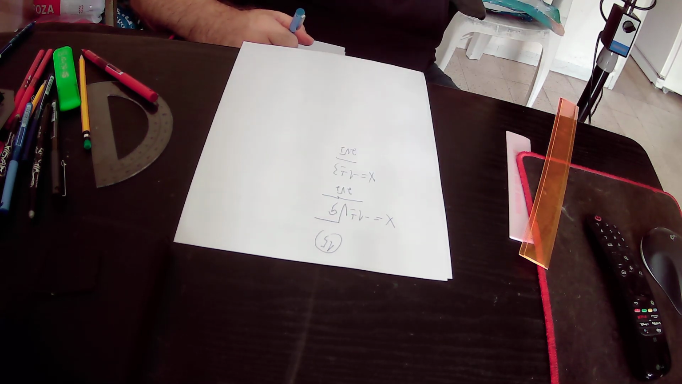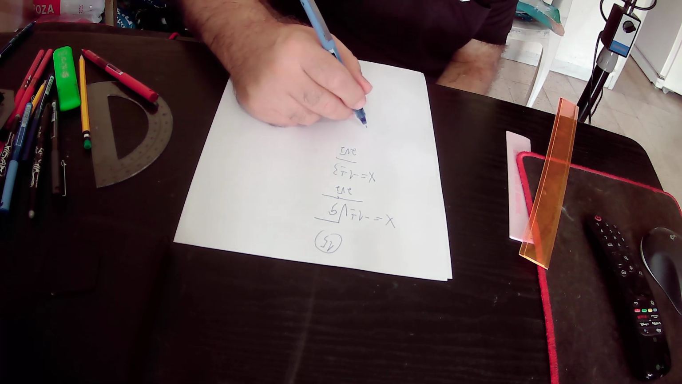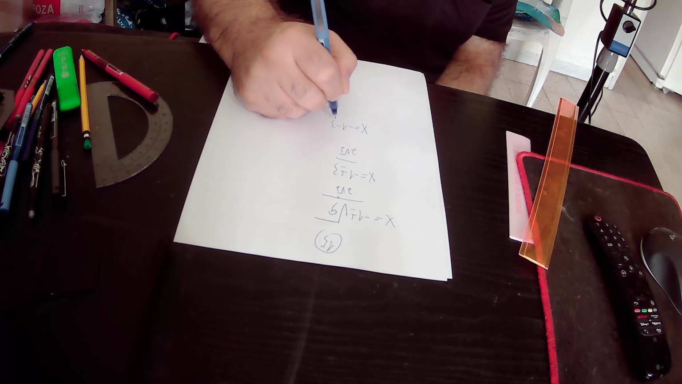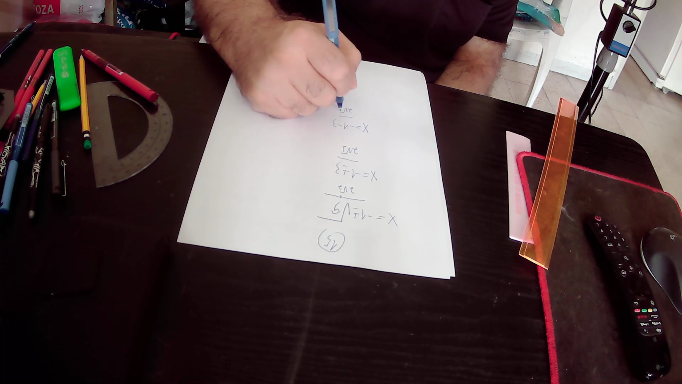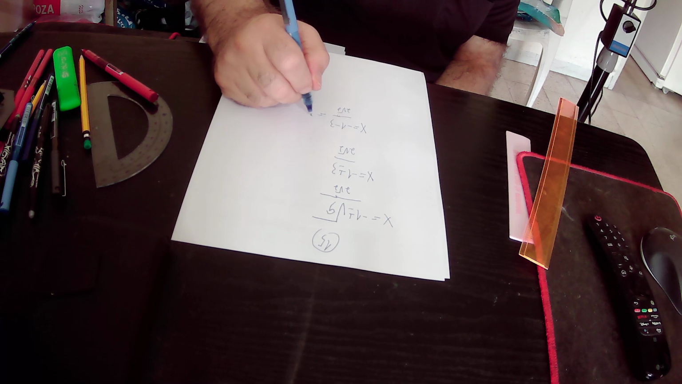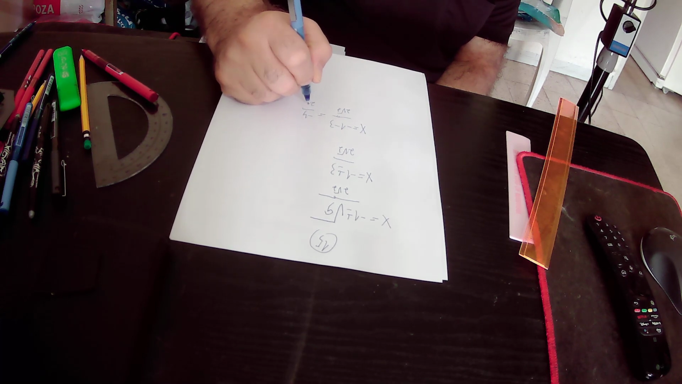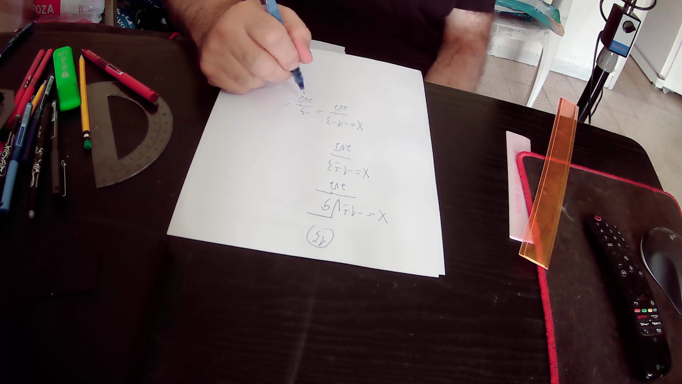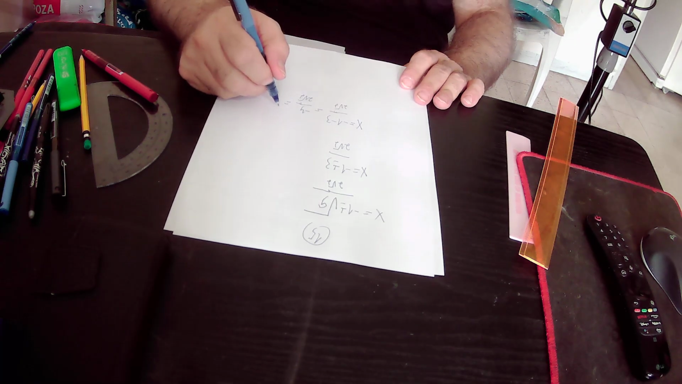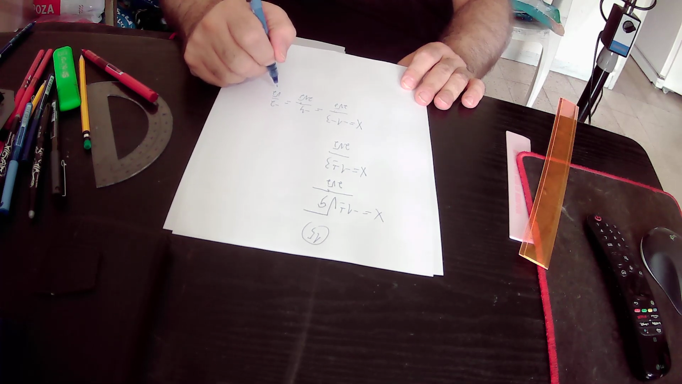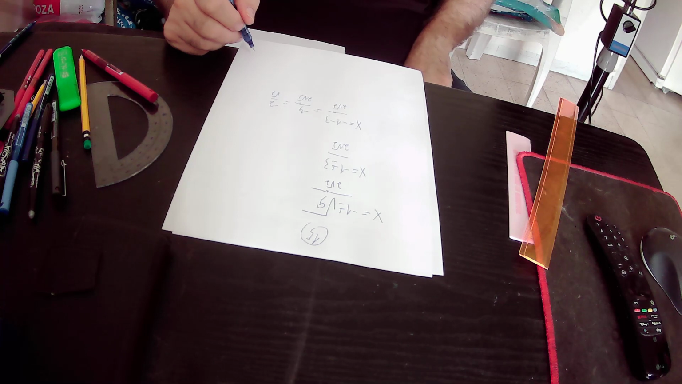Okay, so here we have two solutions. The first solution is x equals minus 1 minus 3 over 2 times root 2. Minus 1 minus 3 is minus 4 over 2 times root 2, and minus 4 over 2 is minus 2 over root 2. So we found out that x equals minus 2 over root 2.